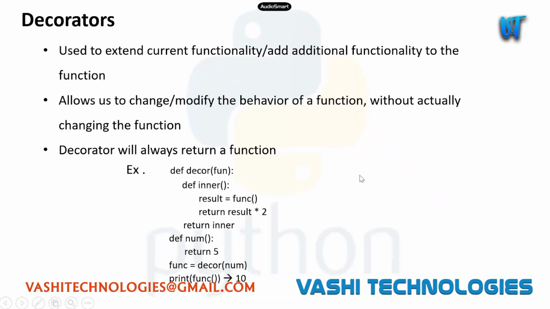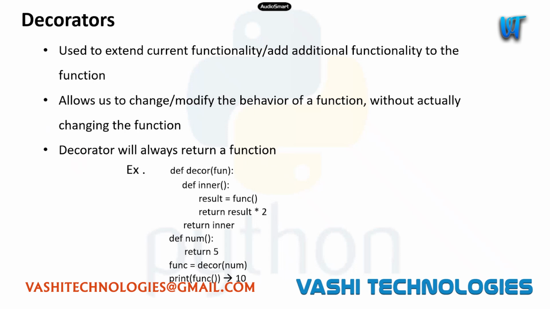So they'll allow us to modify or change the current behavior or add additional behavior without changing the function. We won't make any changes to the function. We have already written a function, and we are not making any changes to that. We are just decorating it. So how do decorators work?